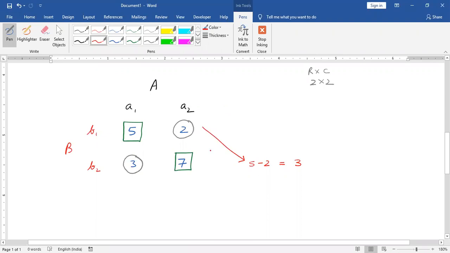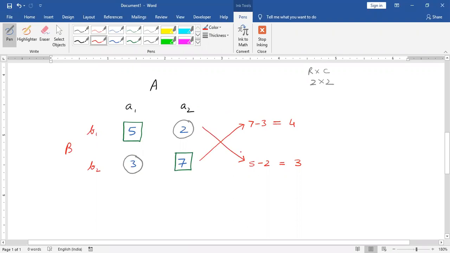Now I am going to find the difference of the second row. The maximum value is 7. 7 minus 3 is equal to 4. The difference is always positive. Remember this thing: the difference is always positive.